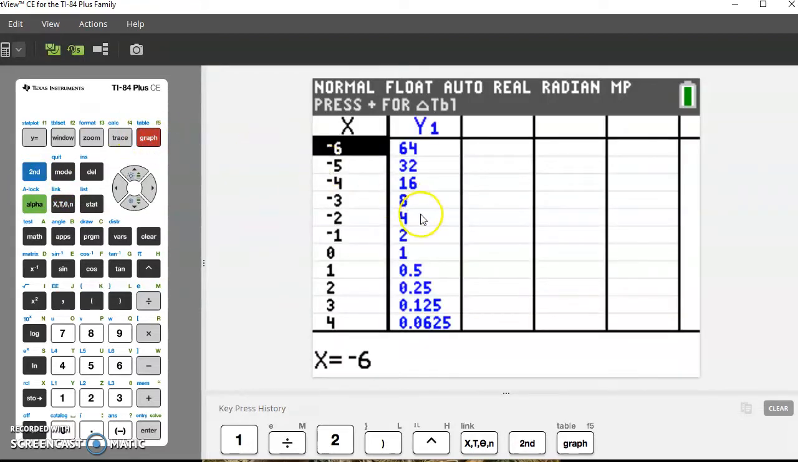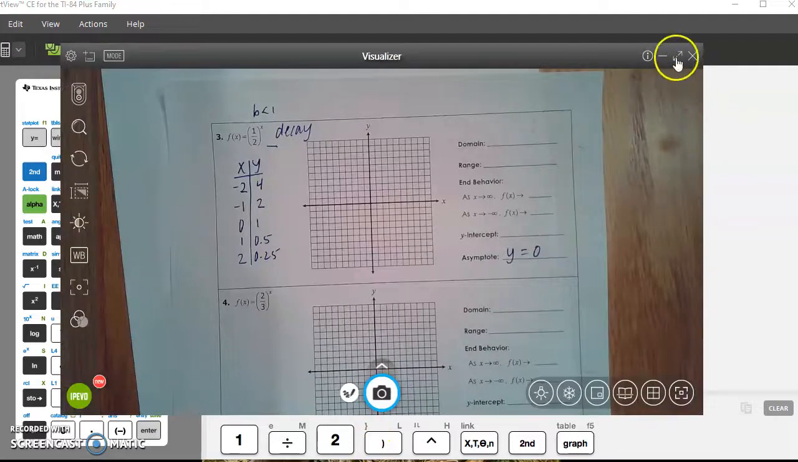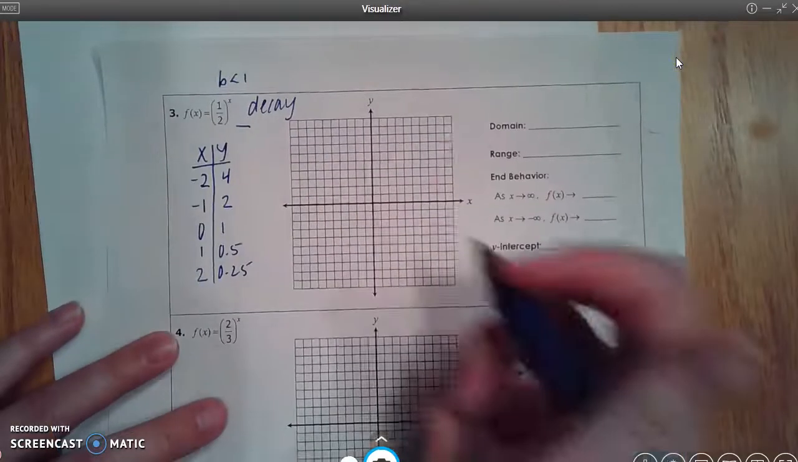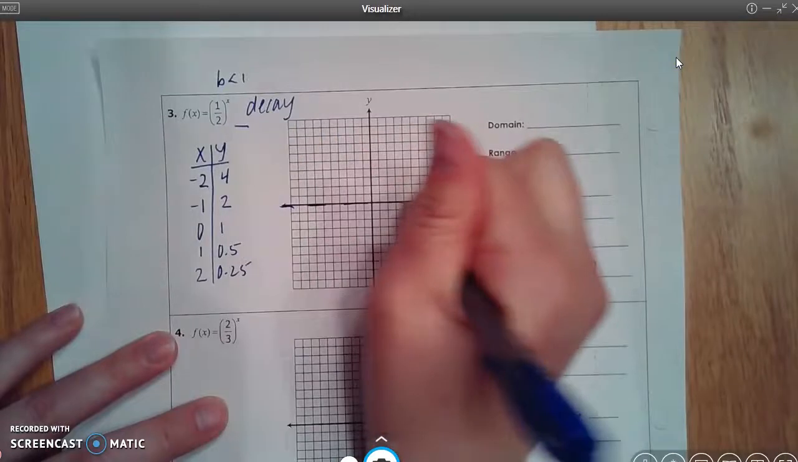Okay, and so at -2 we're at 4. -1 we're at 2. 0, 1, 1.5, and 2 is at 0.25. Okay, let's go back to our graph. Almost forgot to toggle between the two. Asymptote's at 0, so let's draw on that line.